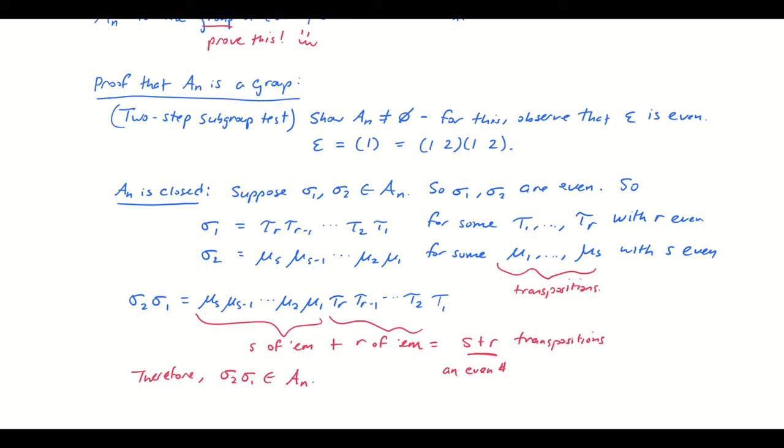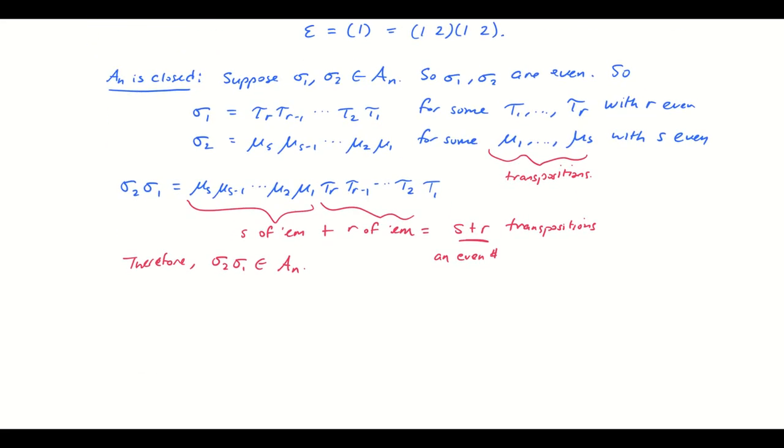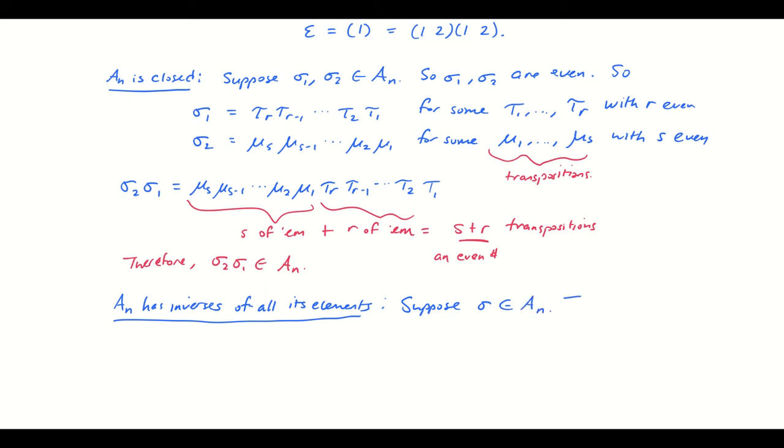Okay, so we know that A sub n is closed under multiplication. Now what about inverses? That's the other step that we have to do in order to complete the two-step subgroup test. So here's the proof of that. Suppose that sigma is an element of A sub n. All right, then sigma is even.